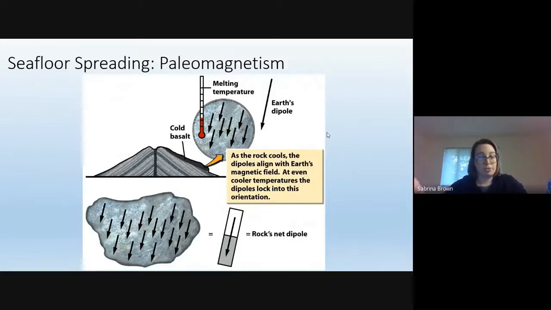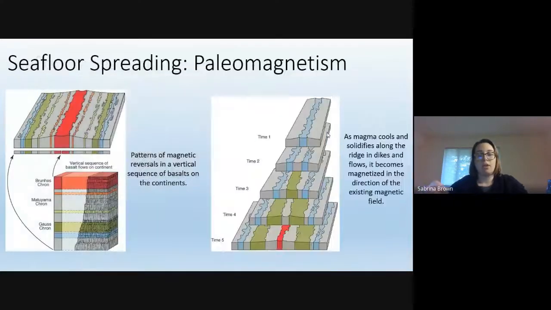So archaeologists use this to understand when past native peoples had hearths that they had heated up enough to effectively change the iron magnetization in that rock. Okay, so here's how we use paleomagnetism to understand seafloor spreading.